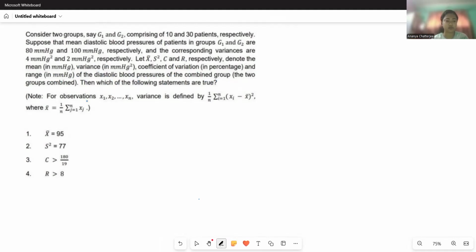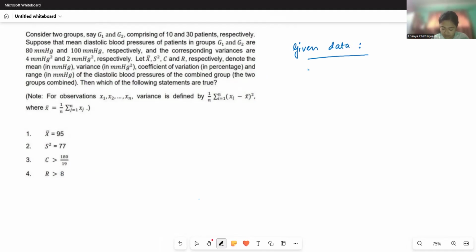Okay, there is a note: for observations x1 to xn, variance is defined by 1 by n, so the formula for variance is given, where the representation of x bar is given as 1 by n summation xj. And the options are: x bar is equal to 95, s square is equal to 77, c is greater than 180 by 19, and r is greater than 8. So how are we going to solve this? Let us first see what is the given data here.